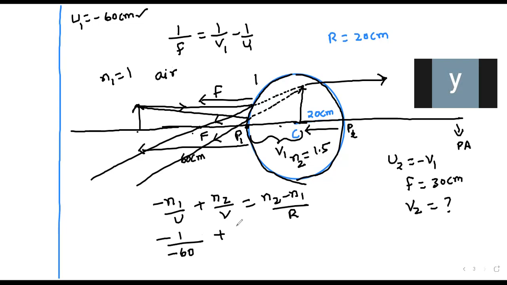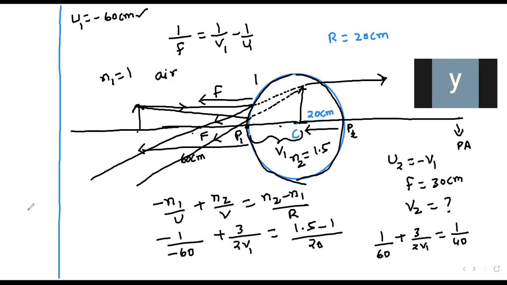N2 is 1.5, I'll write it as 3 by 2, for easy calculation. 1.5 minus 1 by the radius. They gave 20. So that I will get the image distance of the first spherical surface. That is 1 by 60 plus 3 by 2 V1 equals 1 by 40. That is nothing but 3 by 2 V1 equals 1 by 40 minus 1 by 60.